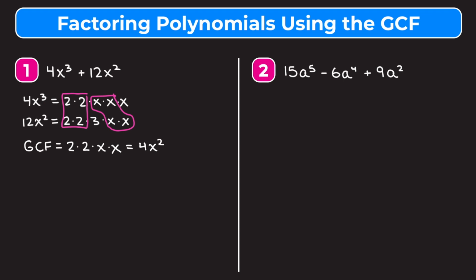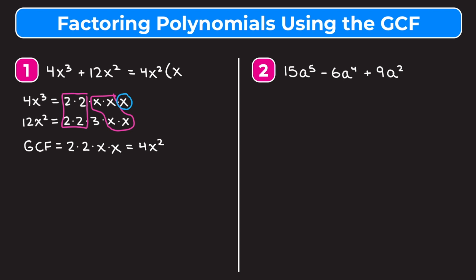So now what we want to do is factor that out. So we're going to pull it out. We're going to have 4x squared on the outside, and we have to figure out what's going to be left in our parentheses. We can do this by looking at what's left over, what we didn't circle, when we wrote these terms out as the product of their factors. So for 4x cubed, we didn't circle this x. If we take out the 2 times the 2 times the x times the x, we're still going to be left with this x that's circled in blue. So we're going to be left with an x in here.